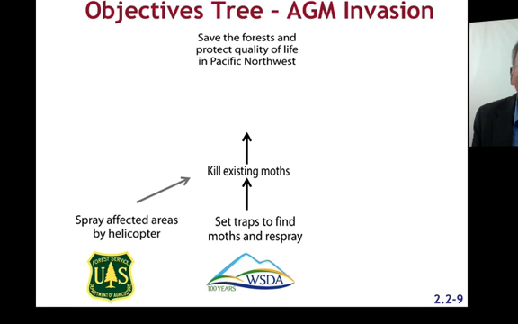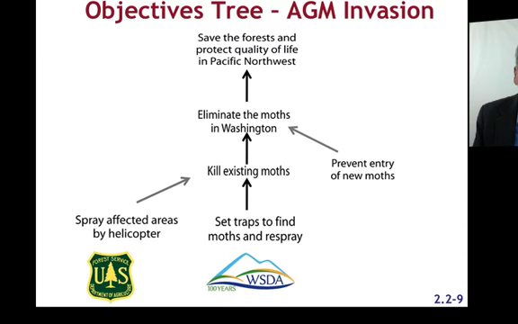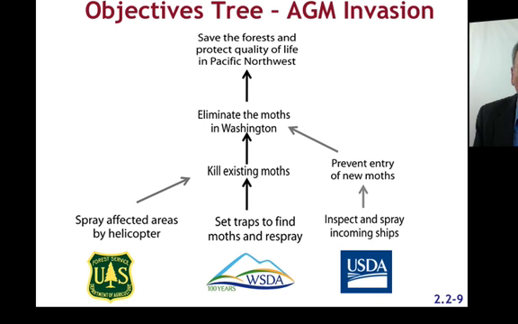But let me ask you, is there an objective between killing the moths and saving the forests? Well, we came up with this: eliminate the moths in Washington, because there were new ones coming in, and we needed to get rid of them as well. So how do we do that? Well, we need to prevent the entry of new moths, and they were coming in via Siberian freighters. How do we do that? Well, the U.S. Department of Agriculture had a component. They would inspect and spray all the incoming ships. So this was the basic objectives tree.